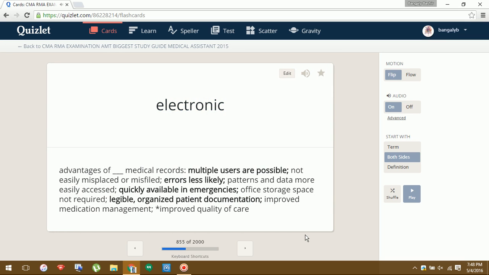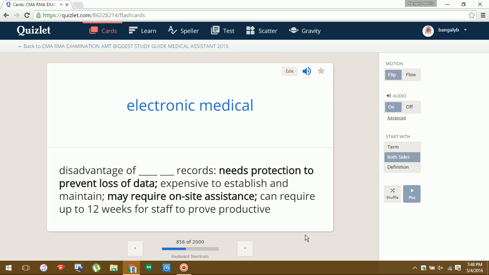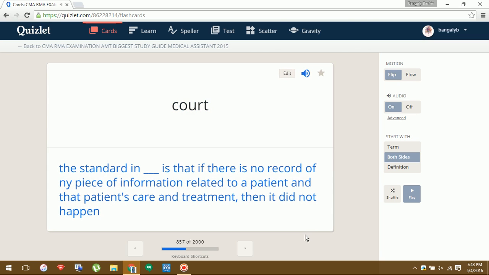Electronic medical. Disadvantage of electronic records: needs protection to prevent loss of data, expensive to establish and maintain, may require on-site assistance, can require up to 12 weeks for staff to prove productive. Court. The standard in court is that if there is no record of a piece of information related to a patient and that patient's care and treatment, then it did not happen.